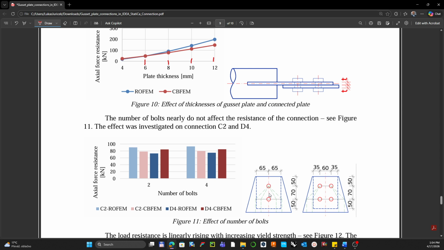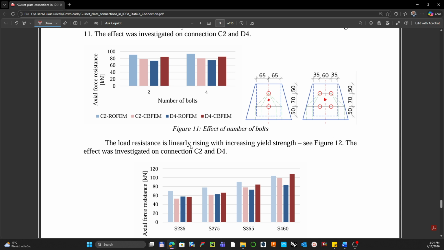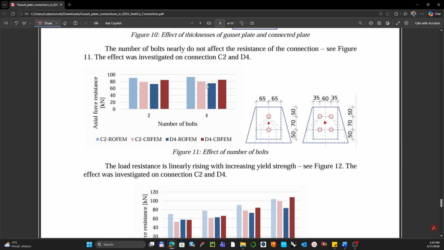What about the distribution of the bolts? If we are discussing the number of bolts in the connection, we can say that the load resistance is basically not changing at all once you are changing the number of bolts. So for four bolts, the axial force resistance is equal to that for two rows of pairs of bolts.